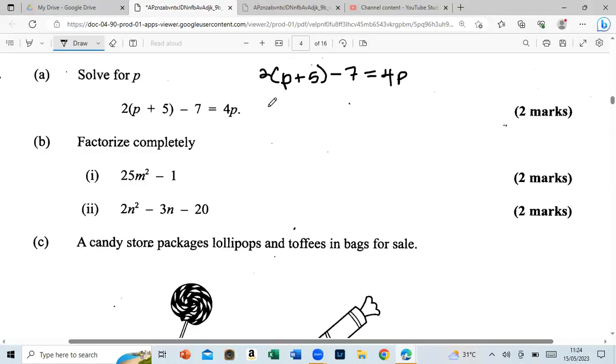So we expand the bracket, 2 times P, that's 2P. 2 times 5, that's 10. And we put our minus 7. And then that is equal to 4P.